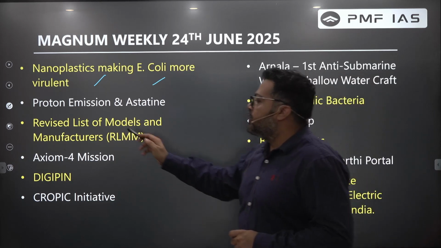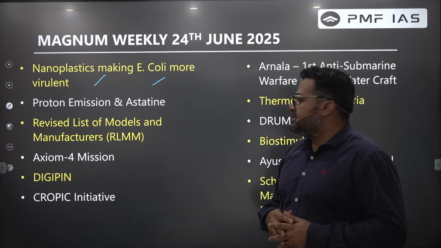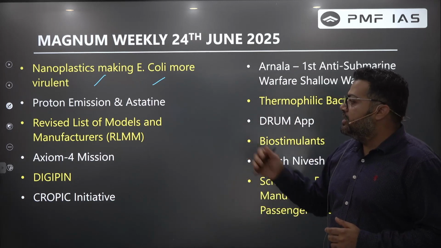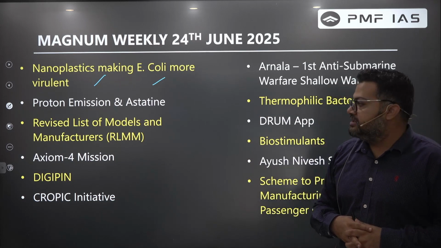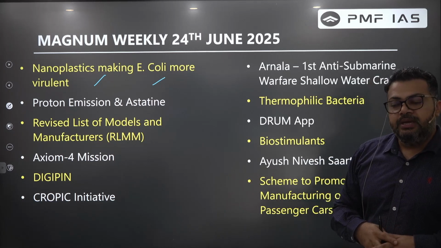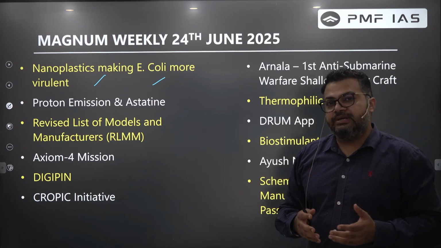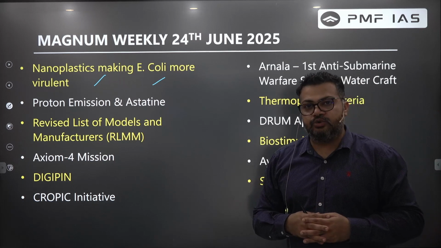Then we'll talk about what is proton emission and why this was in news related to an element called astatine, right? Astatine is an interesting element. It's a radioactive and also an unstable halogen element. We'll talk about astatine. You'll get to know more about it.